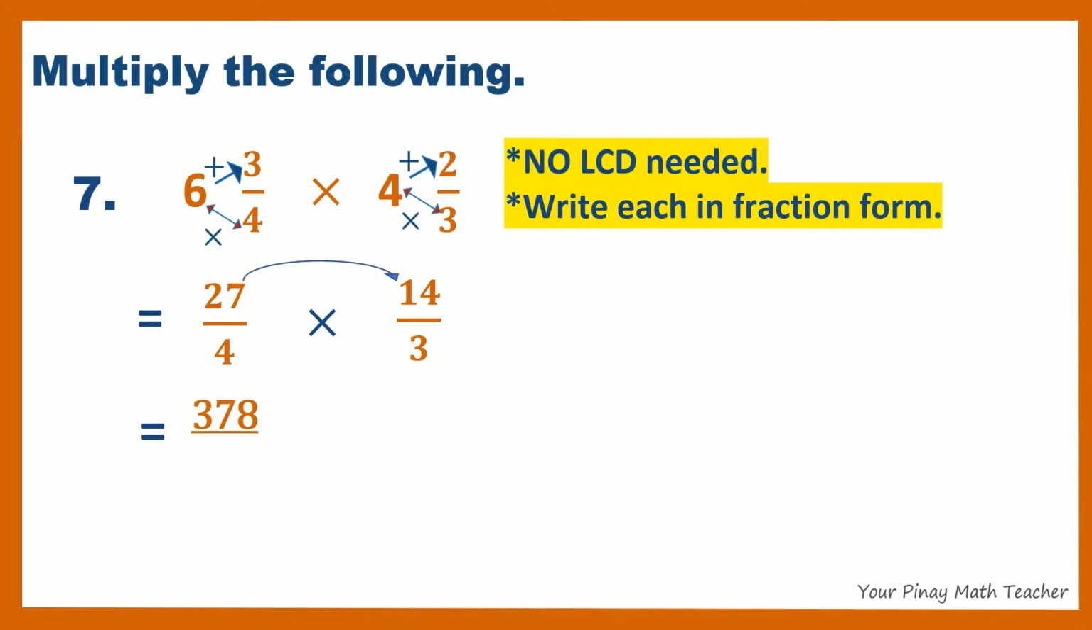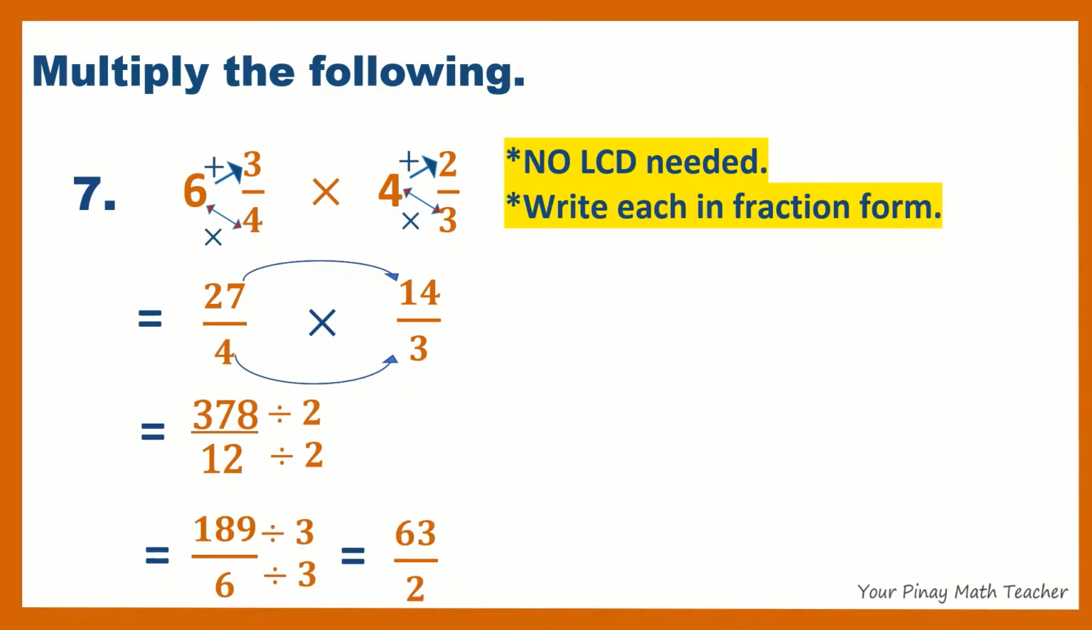378, and also the denominators 4 and 3, we get 12. Reducing it by 2, we get 189 over 6, which can also be reduced by 3. So we get 63 halves. This improper fraction can be written as 31 and 1/2.